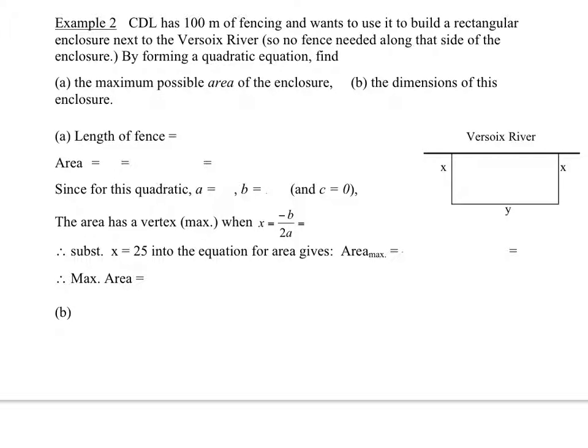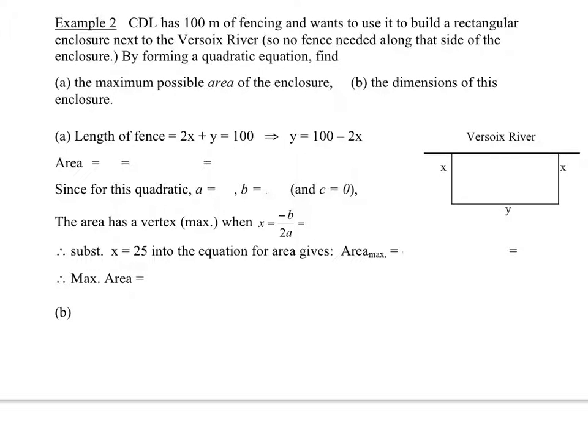Okay, so the length of this fence is going to be x plus y plus x. In other words, it's going to be 2x plus y, and the question tells us that must be 100 meters. So the 2x plus the y has to be equal to 100. That's our equation here. Now, it would be possible to rearrange that equation so that y is equal to 100 minus 2x.